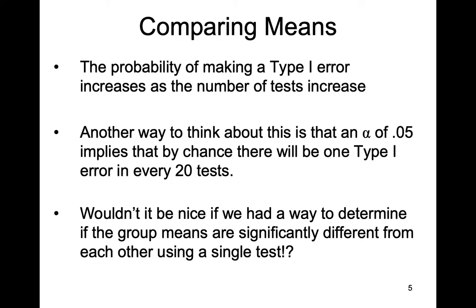And again, just to make sure that we know what we're talking about, a type 1 error is when we reject the null, we say we have a statistically significant result, but the two means are not different at the population level. We can never know that, but we set our alpha at 0.05 to kind of limit the probability of making that type 1 error. Okay. So the probability of making these type 1 errors increases.